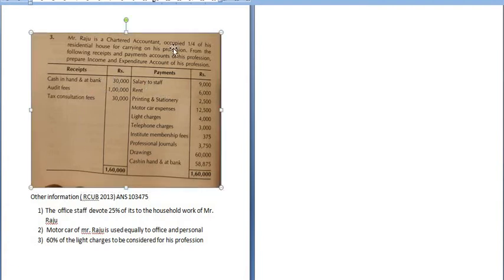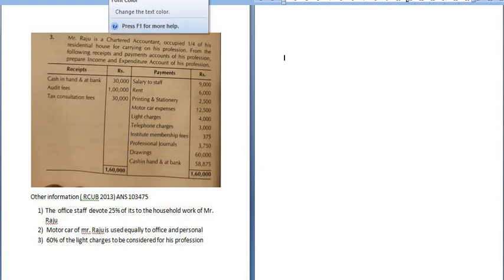Let us start the discussion. This is most important, because he is using a residential flat, and in that residential flat, 1/4 he is using for profession purposes. It means, say I have this much as my building, and in that, 1/4 I am using for professional purposes. So whatever rent he is paying, only 1/4 of it is for the profession. This is the most important point.